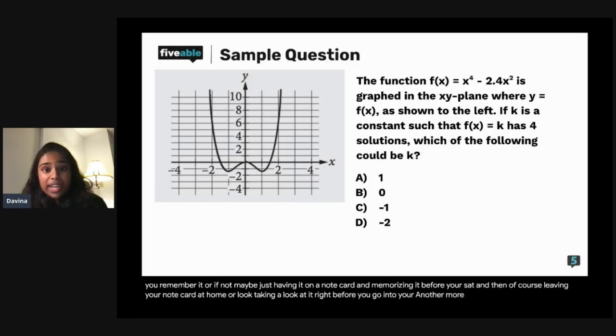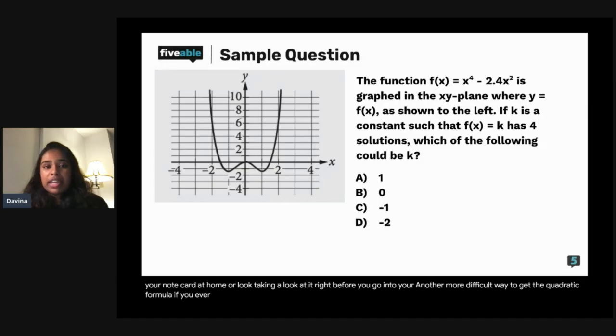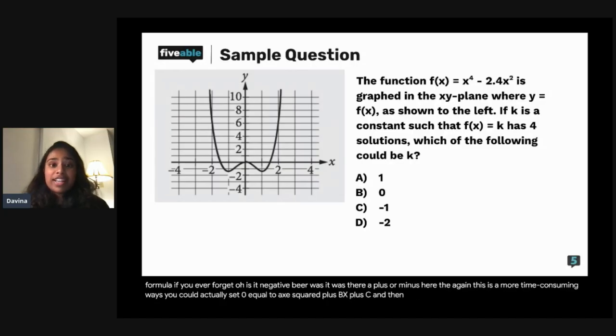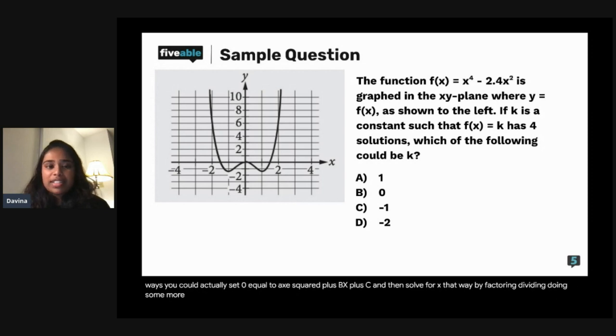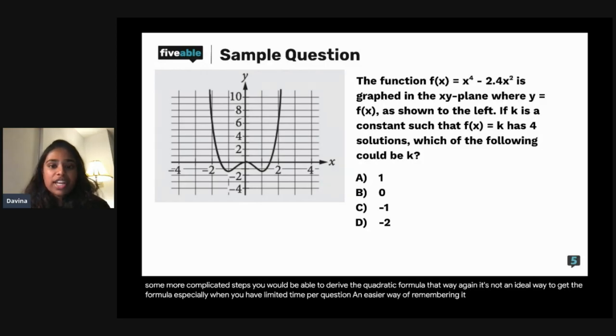Another more difficult way to get the quadratic formula, if you ever forget, oh, was it negative b, or was there a plus or minus here? Again, this is a more time-consuming way: you could set 0 equal to ax squared plus bx plus c, and then solve for x by factoring, dividing, and doing some more complicated steps. You would be able to derive the quadratic formula that way. Again, it's not an ideal way to get the formula, especially when you have limited time per question. So just memorizing it would be an easier way of remembering it for your test.